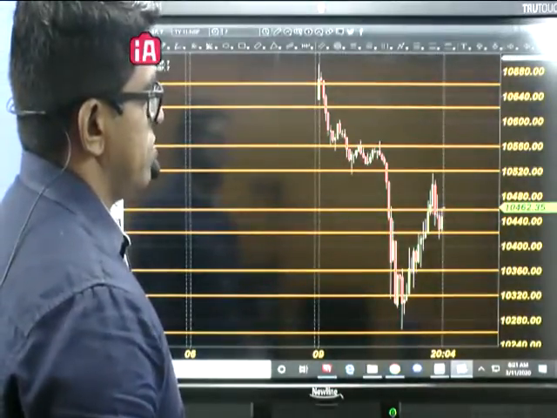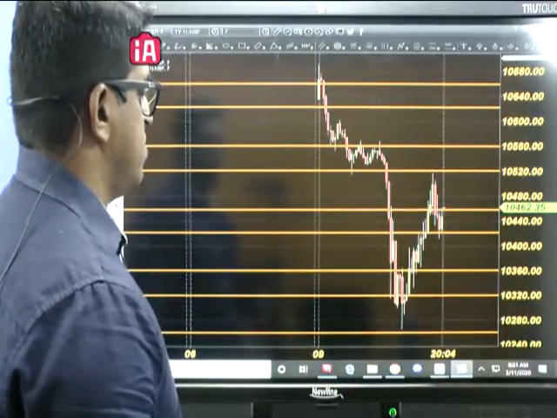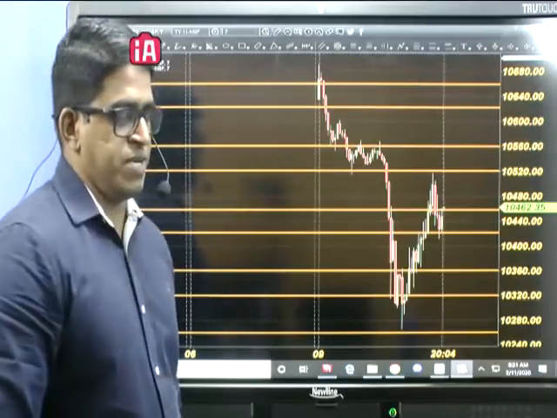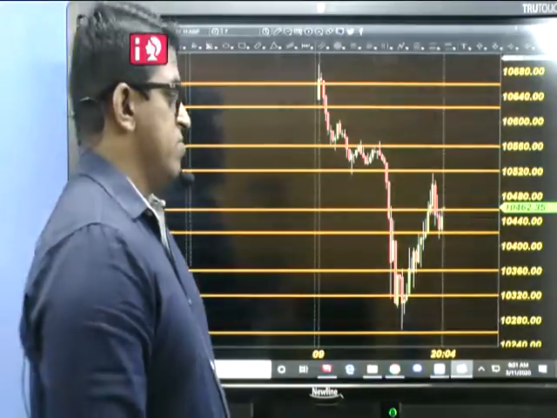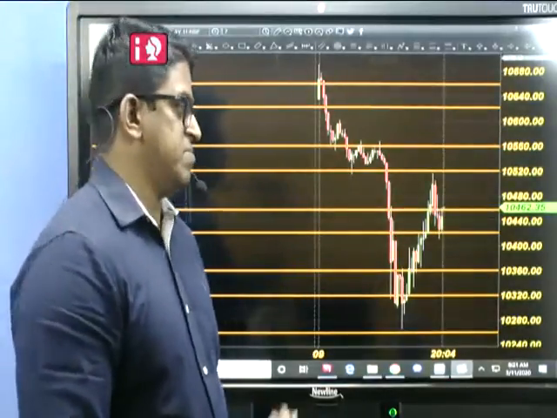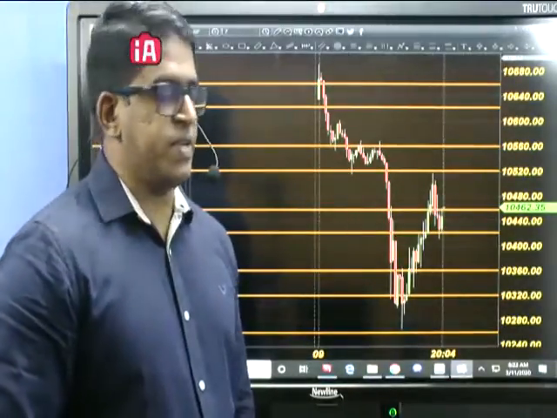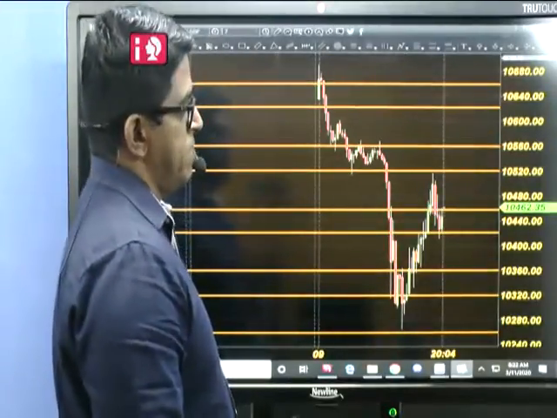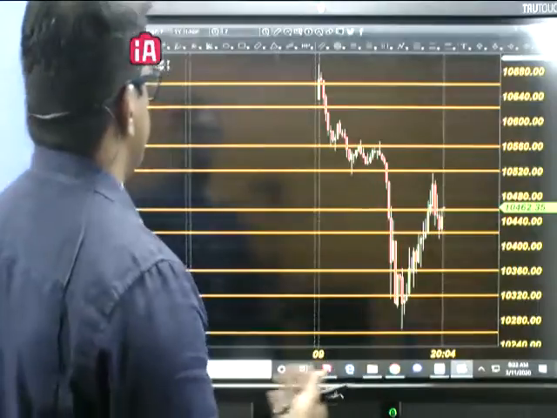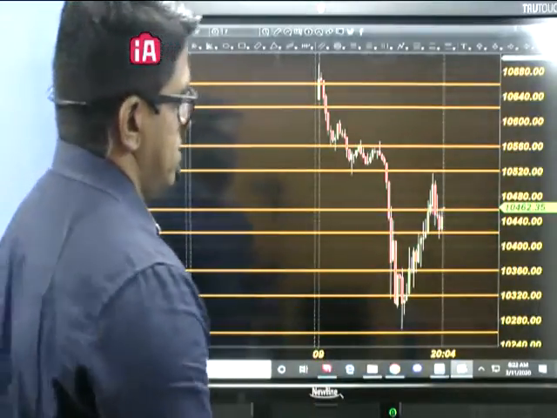So we are looking for some deep correction, and corrections are always good for the market. Particularly when we talk about the stock market, it gives all the investors a chance to go for buying. Some stocks may be cheap during a correction, so people can buy stocks at low levels. So it's good. For Bank Nifty, I don't want to draw the trend channels.